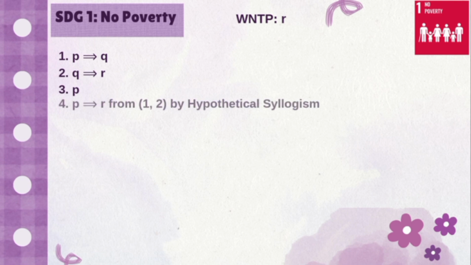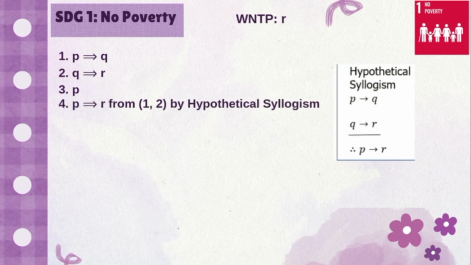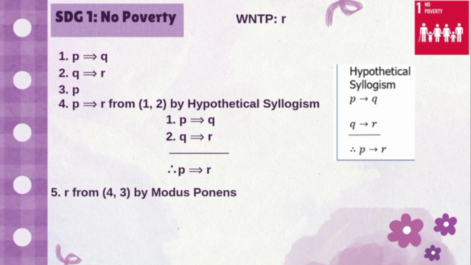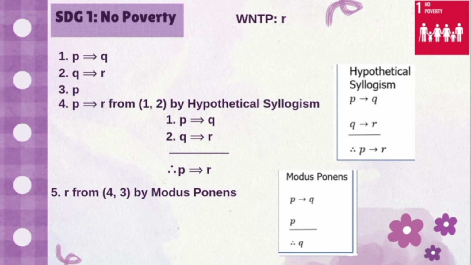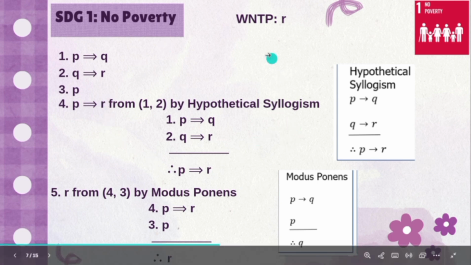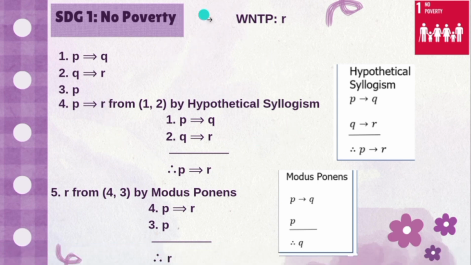And by using hypothetical syllogism from 1 and 2, and by substituting our variables based on the rules, we now have P implies R. Now, if you can see, we can also prove our R using modus ponens of 4 and 3. By substituting our variables, we have P implies R from number 4 and we have P from number 3. Therefore, we have R. And there you have it. We have already proven our argument number 1.